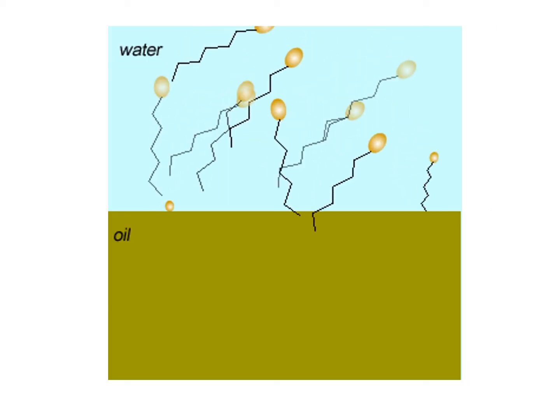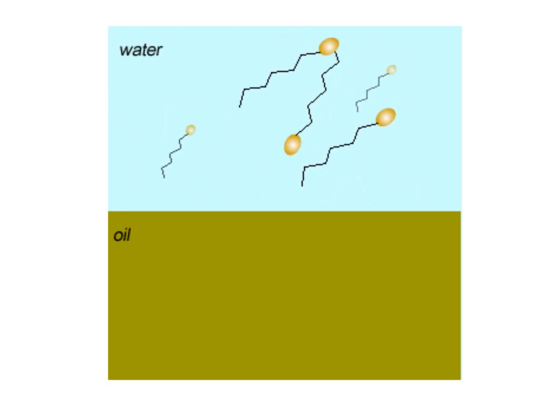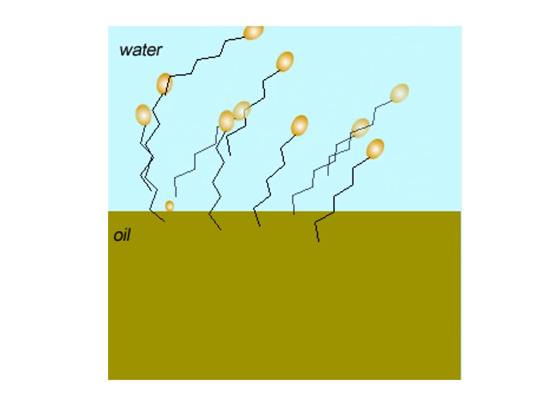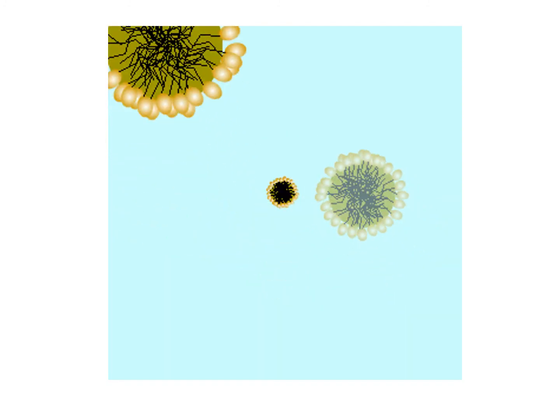So for those of you who like little animations, this one should maybe help you out a little bit. There we go, so our covalent section is going into the oil, you mix the mixture up a little bit, you give it a stir, agitate it, and then your micelles will be formed. There we go.